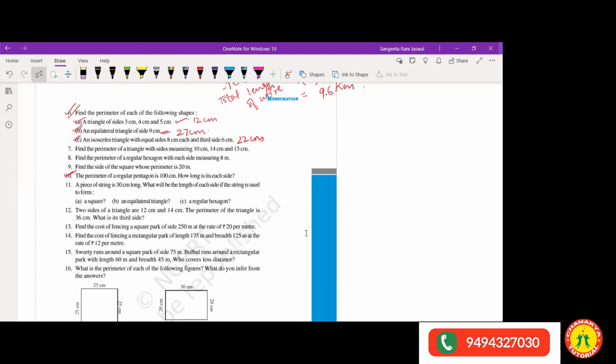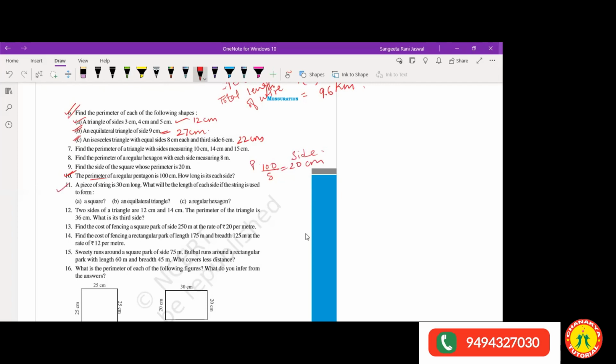The perimeter of a regular pentagon. Ma'am, they gave the perimeter, it's 100, so we need to divide 100 by 5. Yes, a pentagon has 5 sides. So what is it? The measure of each side will be 20 centimeters. Perimeter is already given to us, we need to find the side.